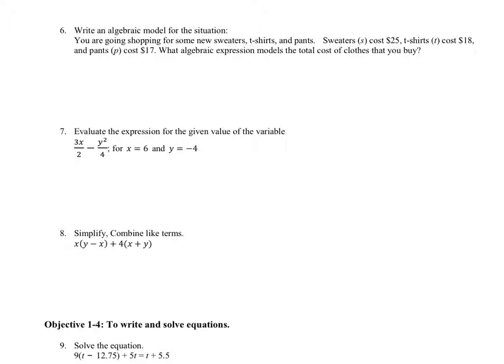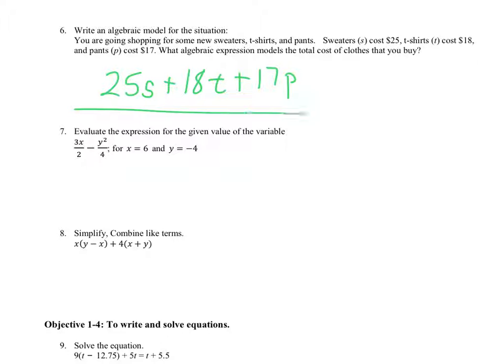For number 6, we'll continue our modeling. We're talking sweaters, t-shirts, and pants. They define variables for us. Sweaters cost 25, and they're using S for that, so 25S would be in there. T-shirts cost 18, so 18T, and pants cost 17, so 17P. So this is the expression that models the total cost of clothes to buy. Again, we don't want to turn this into an equation, so just leave that as an expression.